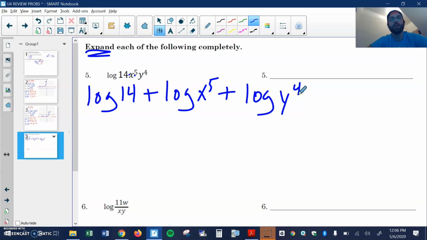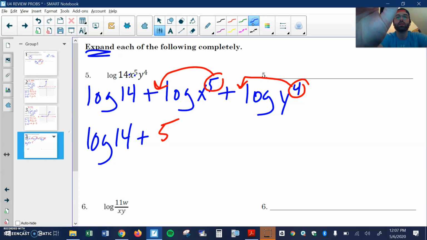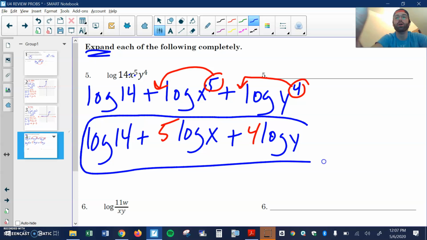Am I done? No, I can expand it. Remember, whenever we see an exponent within a log, I can drop it like it's hot to the front. So this will become log of 14. That doesn't change. Plus, now I got the 5 out front. 5 log x plus 4 log y. That's our answer for number 5.